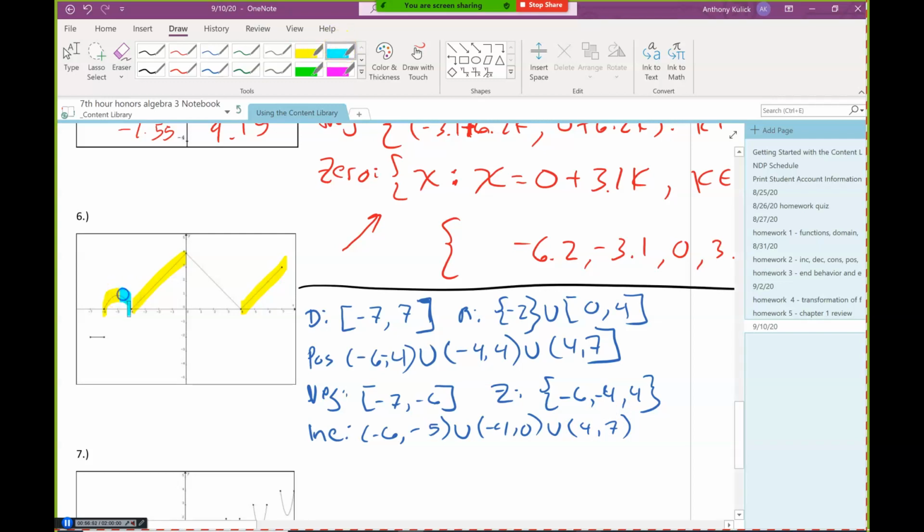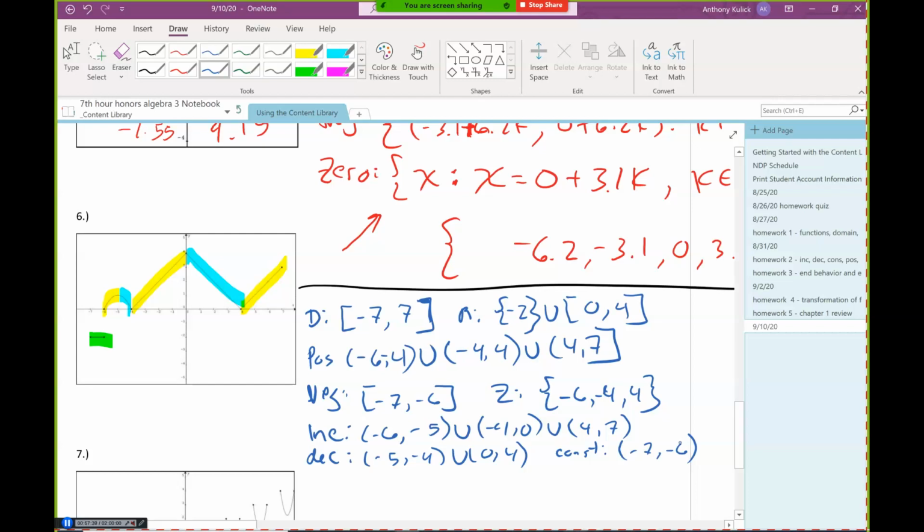We have 2 decreasing sections, here and here. So that's -5 to -4, union, and then 0 to 4. And then we have 1 constant here from -7 to -6. Do we feel okay there? I think the increasing, decreasing, constants may be even a little easier because you don't have to worry about the bracket parts, which makes life a little bit simpler, right?